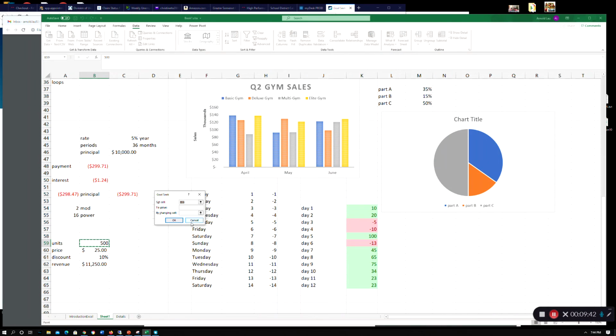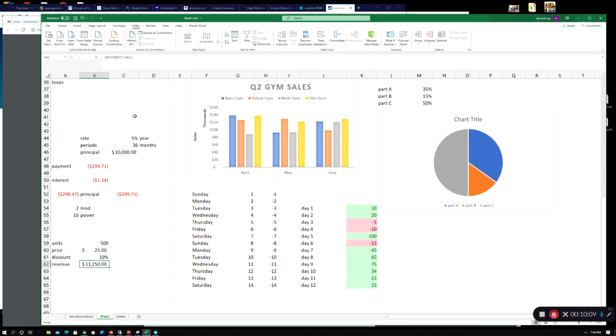So I'm here, and let's say I want this one here. Let's say I want to bump up my revenue. Actually, before I do this, let me explain this formula for a second. So I'm selling something. I'm selling 500 units of something at $25 a piece with a discount of 10%. And that gives me a total revenue of this.